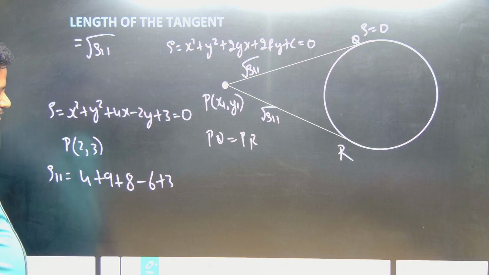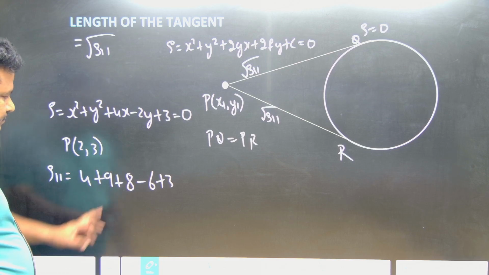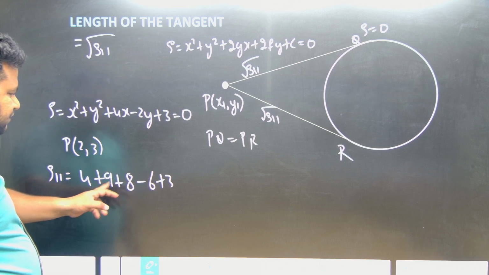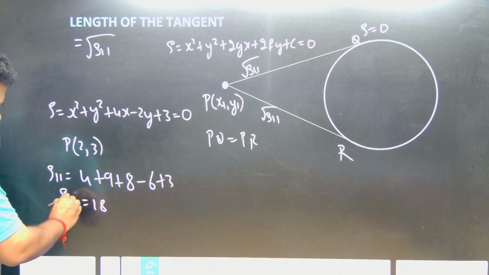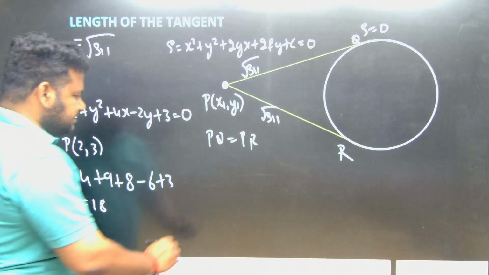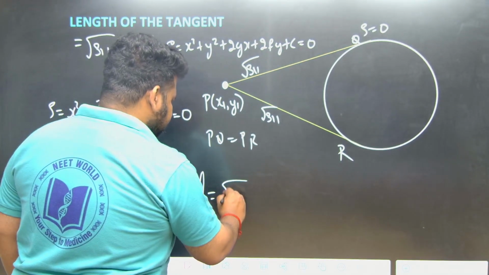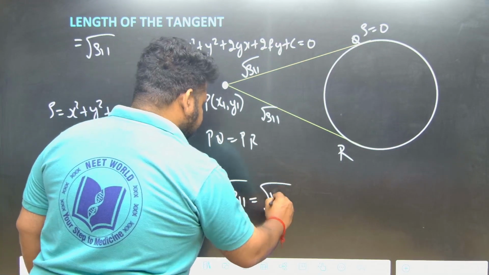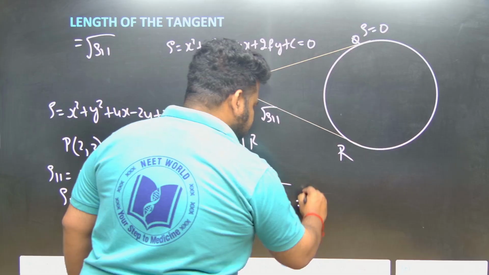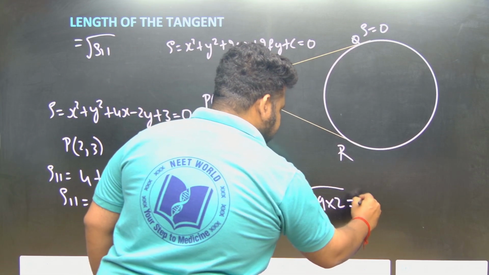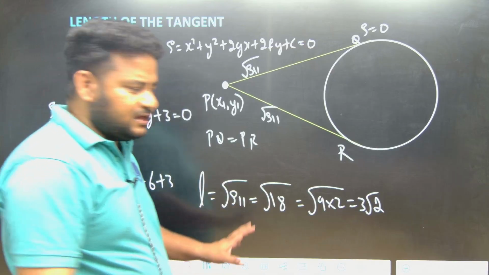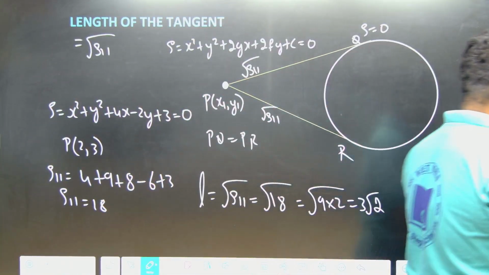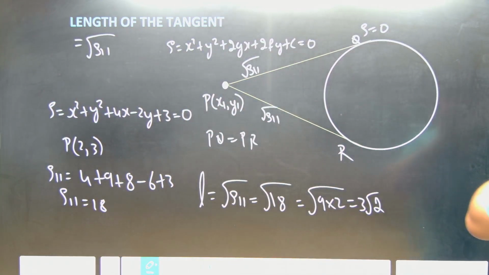24 minus 6 is 18. Yes or no? So S11 I will get as 18. The length of the tangent L is given by square root of S11, that is nothing but square root of 18. That can be written as square root of 9 into 2, and square root of 9 is 3, so 3 root 2. This is how you will be finding out the length of the tangent, friends. Clear? Let us move to the next one.